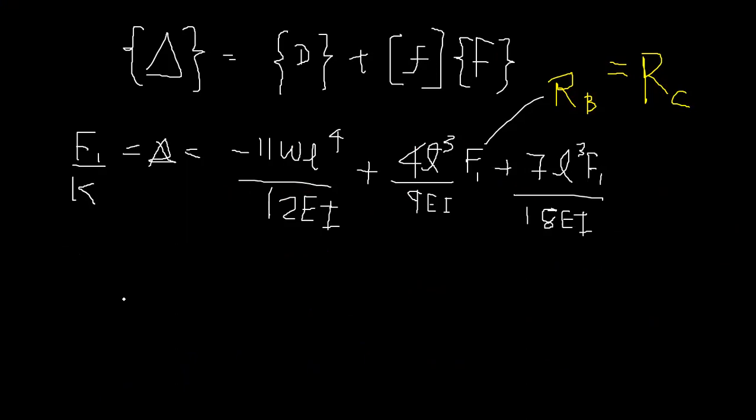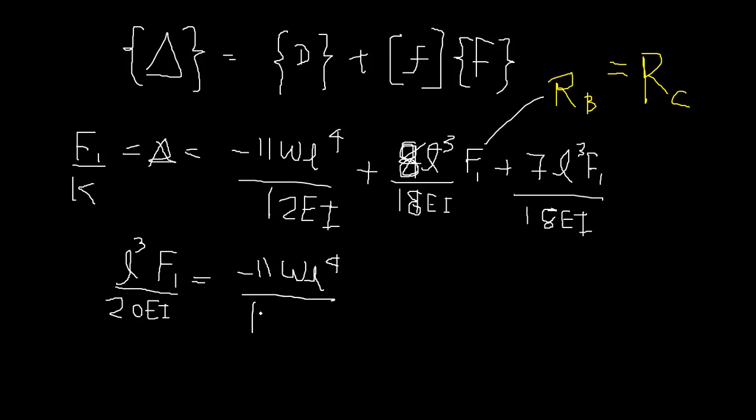Okay, right? So I can solve this because this is 18 over 8, right? So this is going to be how much? So this is F1. K was 20 EI over L cube, right? And minus W L^4, going to be 15 L squared F1 over 18 EI.